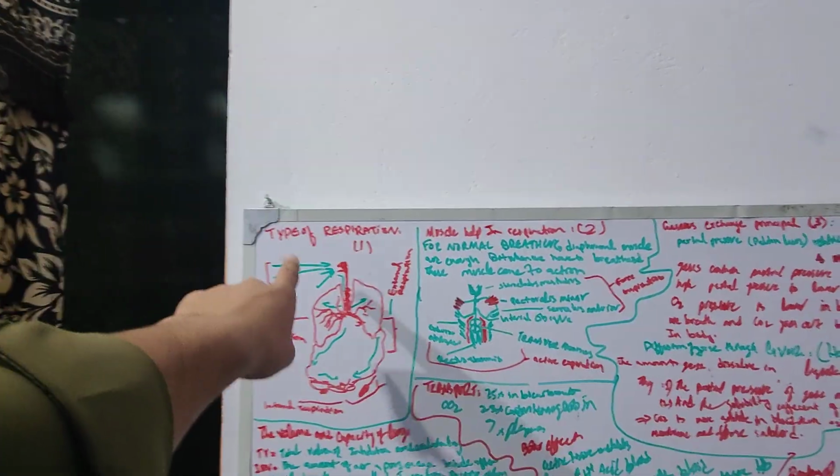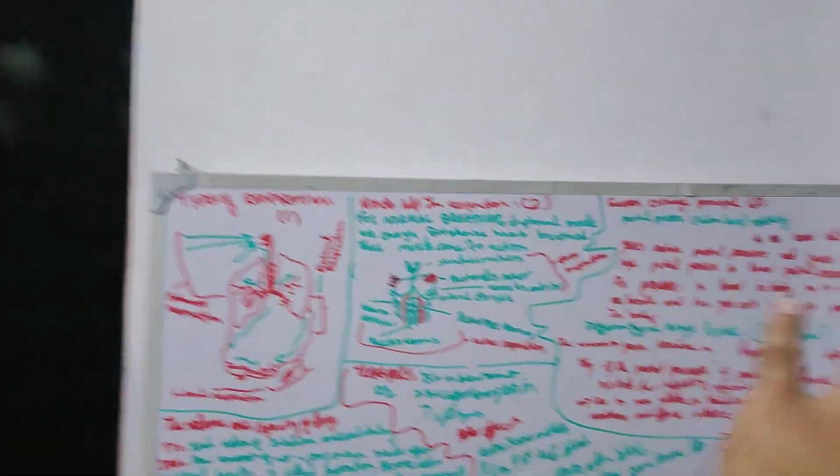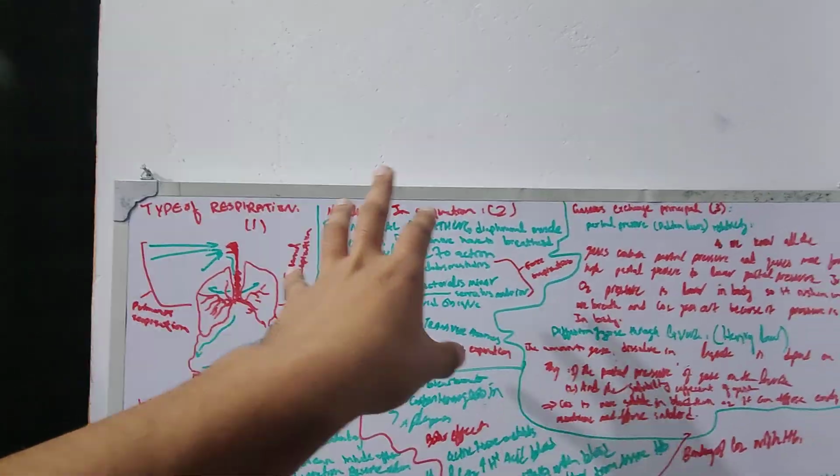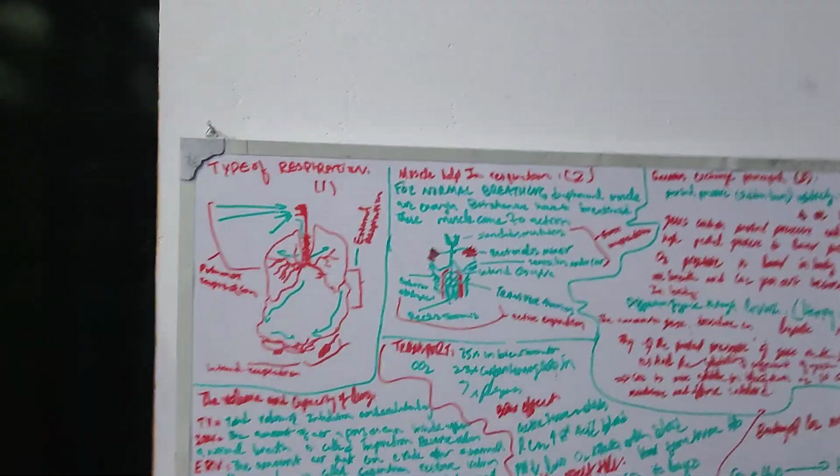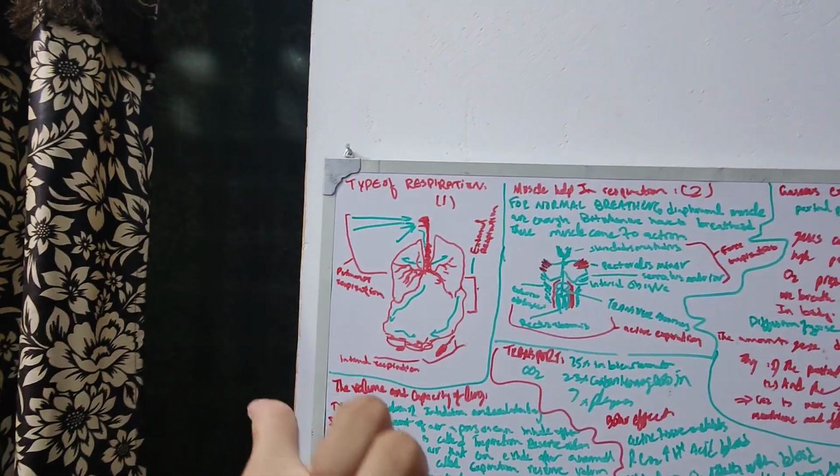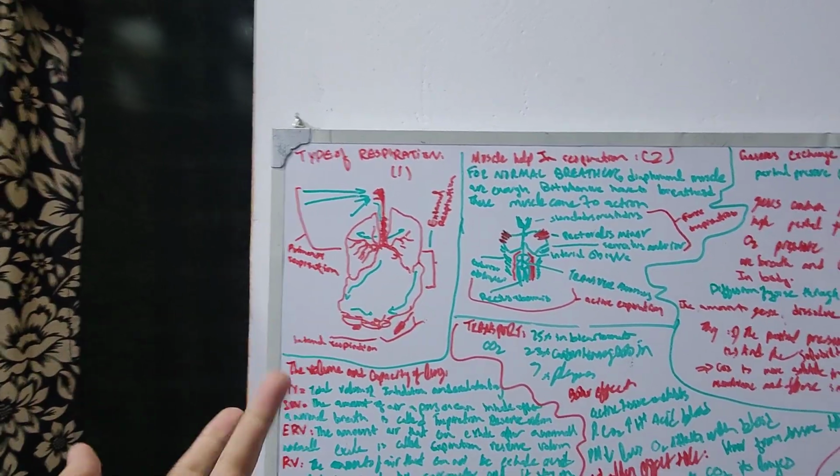So today we are going to discuss types of respiration. We will go number-wise. First of all, types of respiration, then muscles. There are three types of respiration: pulmonary respiration, external respiration, and internal respiration.